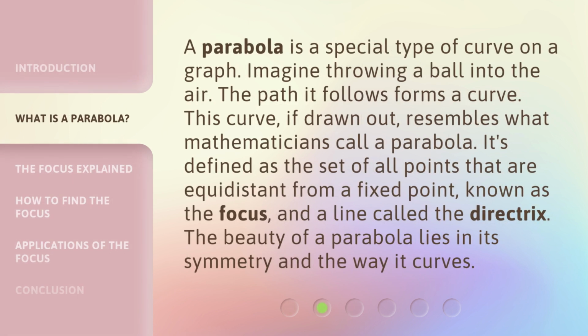A parabola is a special type of curve on a graph. Imagine throwing a ball into the air. The path it follows forms a curve. This curve, if drawn out, resembles what mathematicians call a parabola. It's defined as the set of all points that are equidistant from a fixed point, known as the focus, and a line called the directrix. The beauty of a parabola lies in its symmetry and the way it curves.